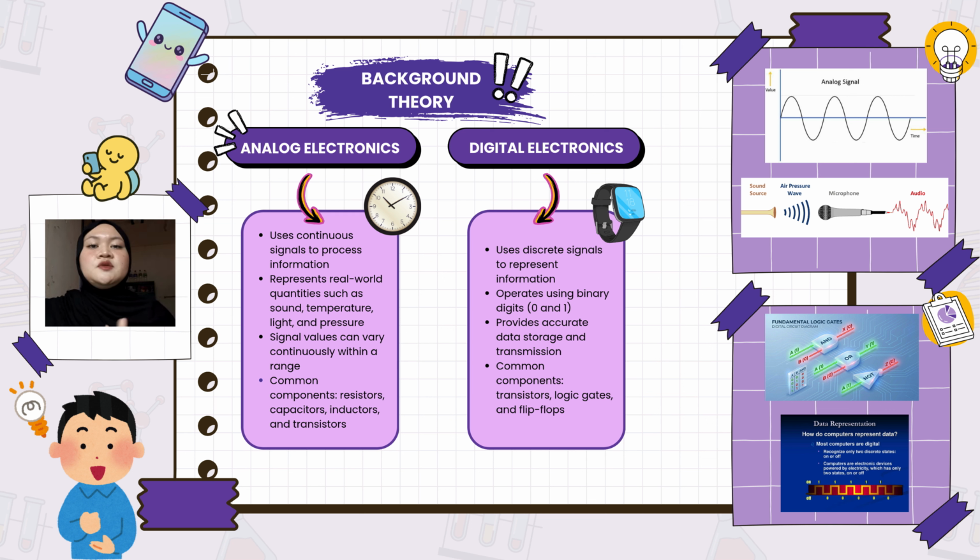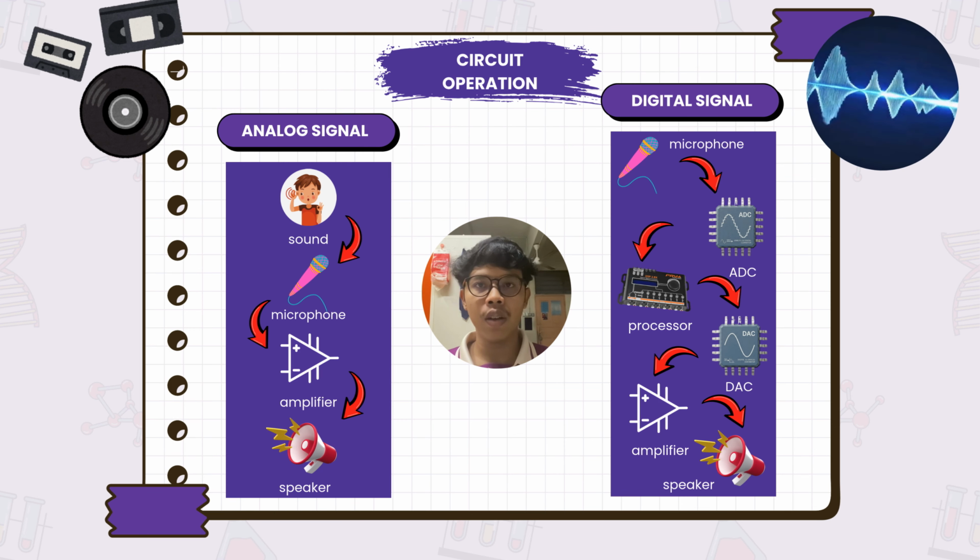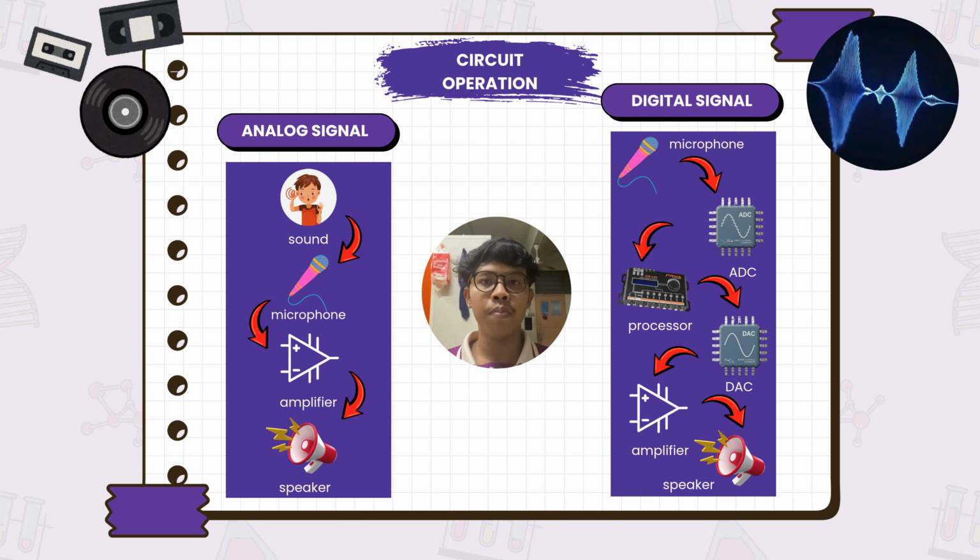As you can see in the images on the right, analog signals appear as a smooth continuous wave, while digital signals are represented by a square or pulse-like wave, showing only two logic levels, which are high and low. In this section, I will explain the circuit operation of analog and digital systems, followed by a comparison between the two systems. First, let's look at the analog system.